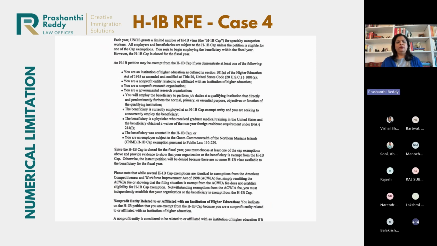So next, I want to talk about the numerical limitation RFE that we get. Now, this is if you're CAP exempt, and I think we won't dwell on this too much because we're running out of time, and I want to give some time for questions as well. With reference to whether your employer is CAP exempt, they can be CAP exempt in many ways, and there's a list of the different ways that you can be CAP exempt here.